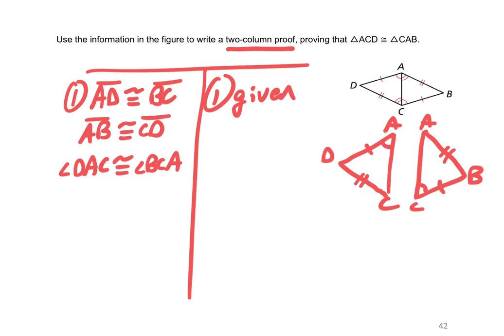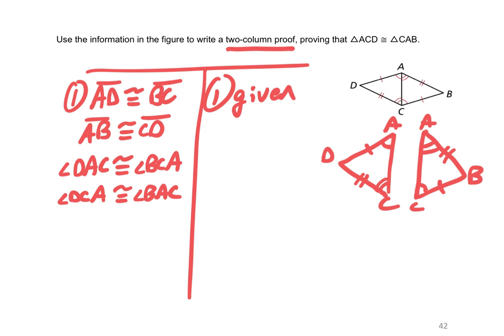And then we also have these two angles that are marked. So we're going to say angle DCA is congruent to angle BAC. Okay, how many pieces do we have congruent right now? 4. How many do we need? How many total do we need? 6. What kind of figures do we have?